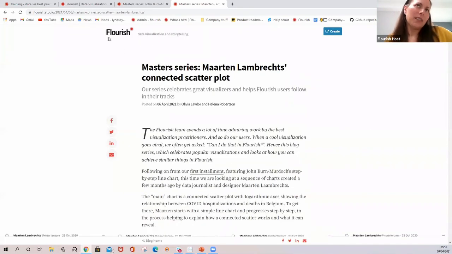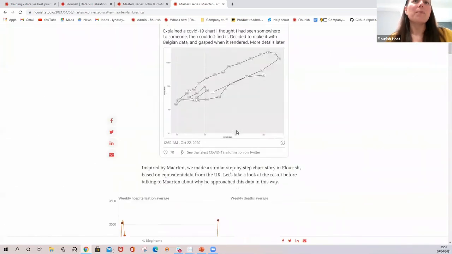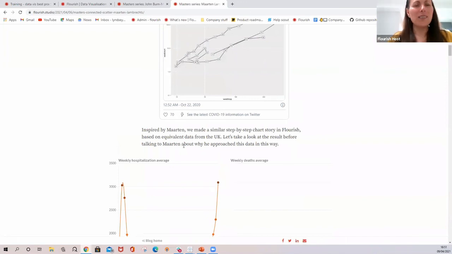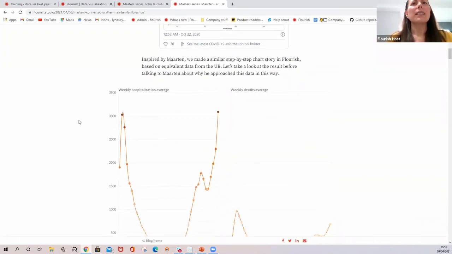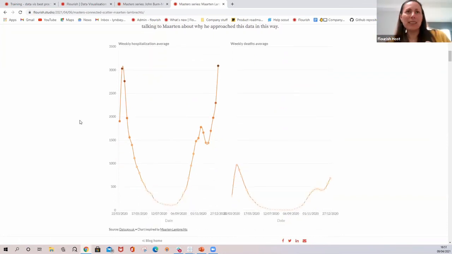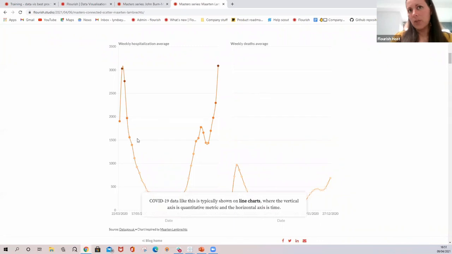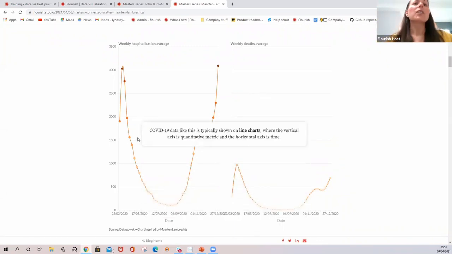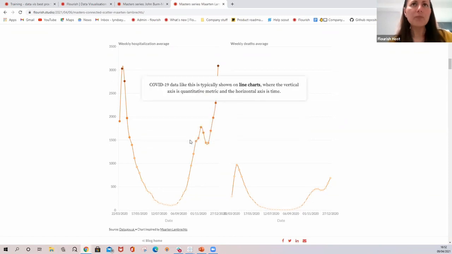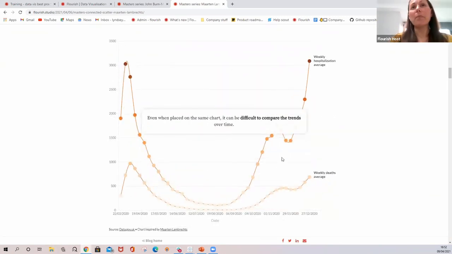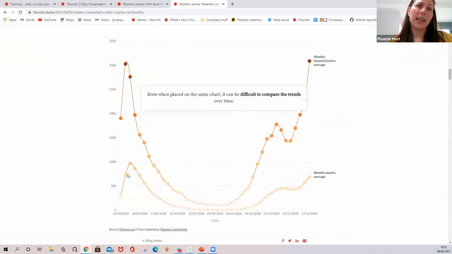Again, it's our master series, so this is on the Flourish blog, and I would definitely recommend looking at this. So this is inspired by another data visualization specialist, and I really like this example because not only is it an example of scrollytelling, it's an example of choosing the right chart type and making decisions about chart design that speak to the story you want to tell. So here I'm scrolling through and text is coming onto the chart to take people through the messaging. So COVID-19 data is typically shown on line charts because of this time series, showing a metric like weekly hospitalizations or weekly deaths on a line chart. Even when placed on the same line chart, it can be difficult to compare trends over time or see if there's any kind of relationship between them, especially if they're very different scales.